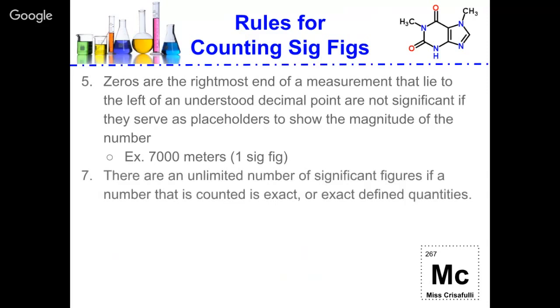And then there are an unlimited number of significant figures if the number is counted exactly or has a definite quantity. So the fact that we have 28 people in our class, or that there's 60 seconds in 1 minute, those are definite, defined quantities, so they have an unlimited number of significant figures.